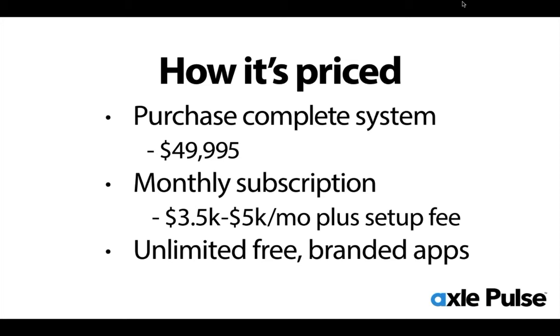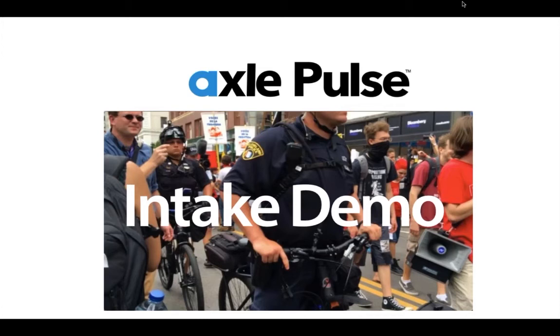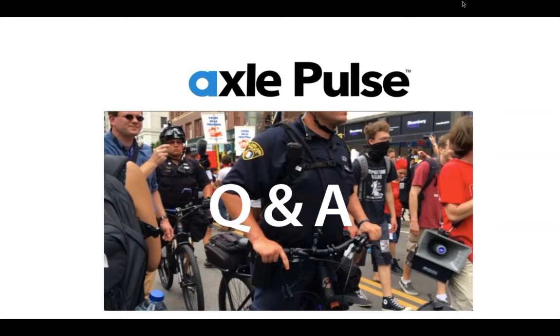How is it priced? The complete system, including Axle 2016, unlimited copies of the Pulse app, and the Axle Pulse intake web interface, is $50,000. And that's for a purchase. It doesn't cover the operating costs for the web infrastructure, but those are obviously set up on a per customer basis.